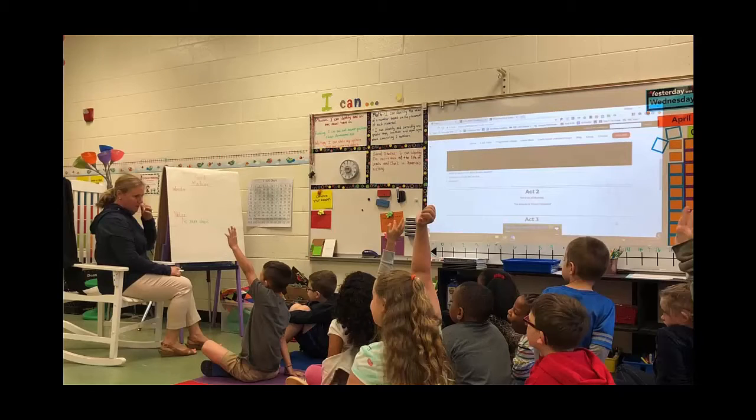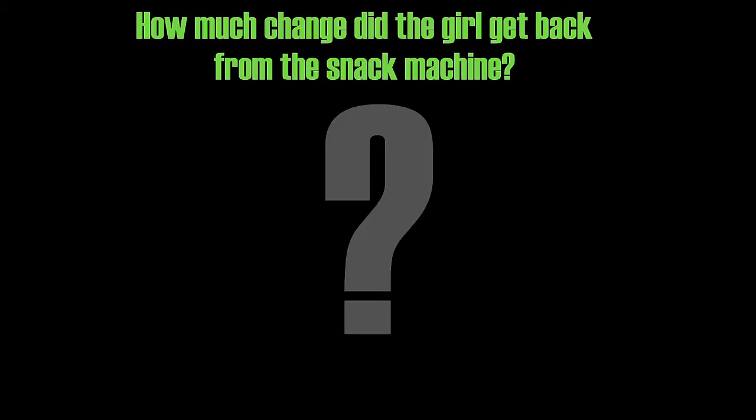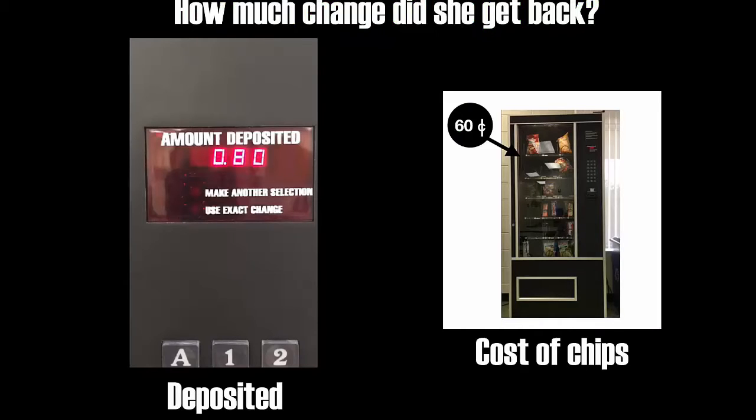When it came to the point of what students wonder, well, the students wanted to know how much change did the girl get back from the snack machine? Well, the important thing here is that the students don't have all the information that they need. They need more. So eventually the students come to a place where they know that the young lady deposited 80 cents inside the machine, and the chips up in the top left corner, well, they cost 60 cents. Let's take a look and see how some first graders tackled this problem.